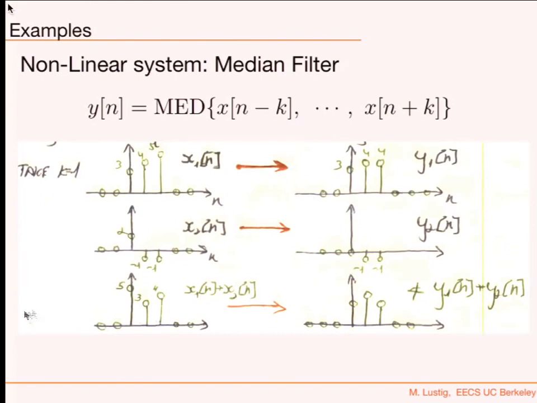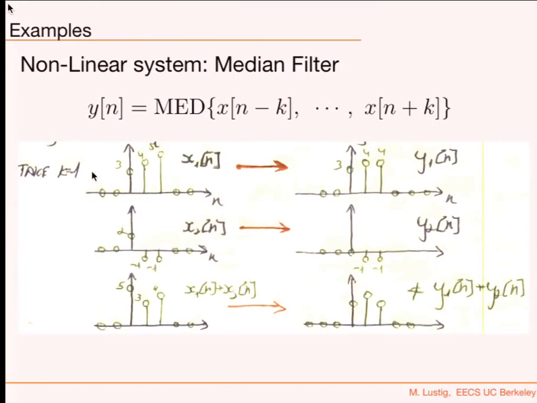Here's the median filter example with k equal 1. This is the input and this is the output. Ready? How do we test for linearity? What we're going to do is take this, compute the output, take another sequence, compute the output, add them both, and then compute the output. And if this is not the sum of these, then it's definitely not linear. Obviously, it's not linear.